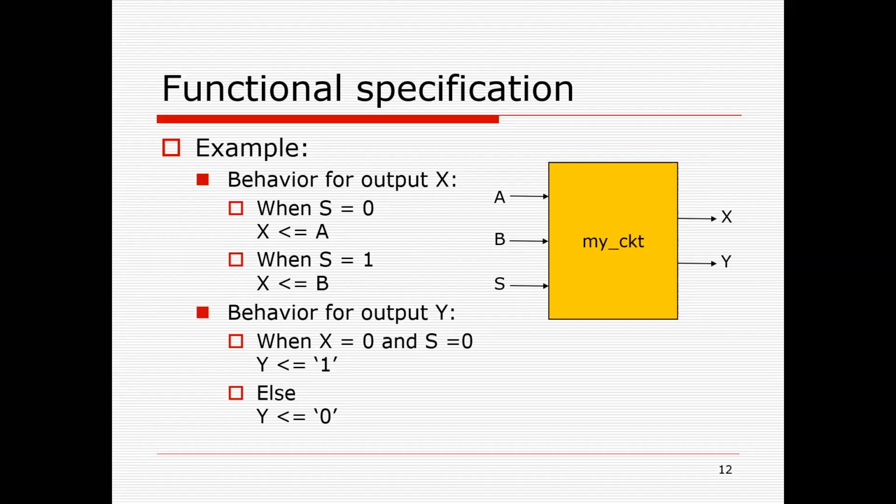So the behavior is, when S is equal to 0, A goes to X, but if S is equal to 1, B goes to X. A 2:1 multiplexer kind. Okay. And the behavior of Y is, when X is equal to 0 and S is equal to 0, then Y takes the value 1, else Y takes the value 0. So these are two different kinds of behaviors for the two outputs, but I can define any behavior, and how will I code it?